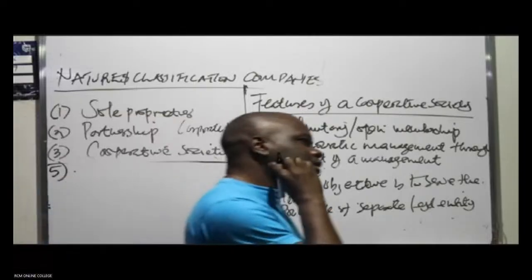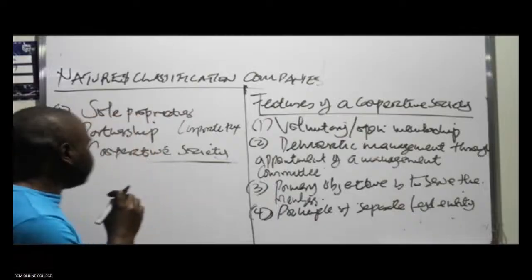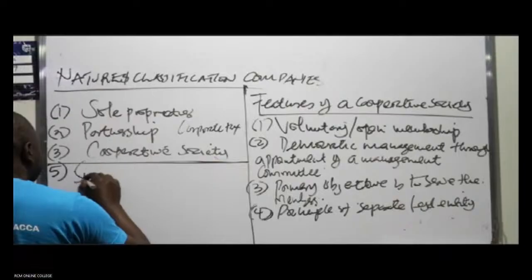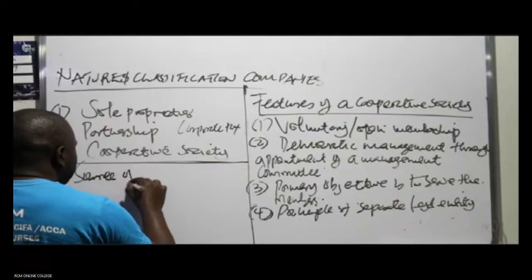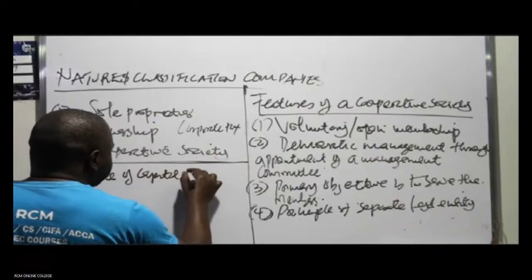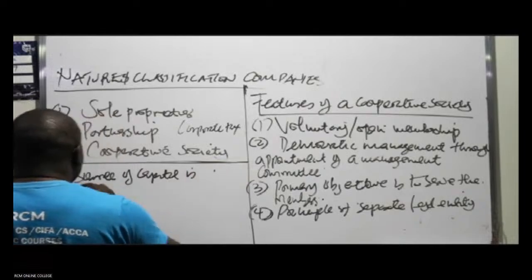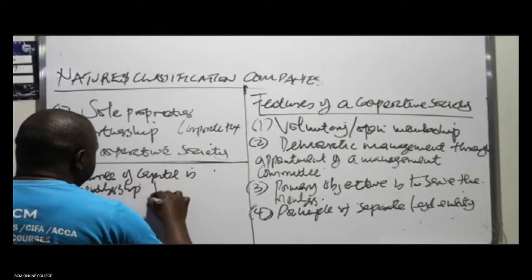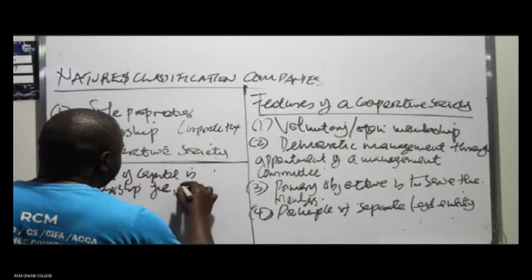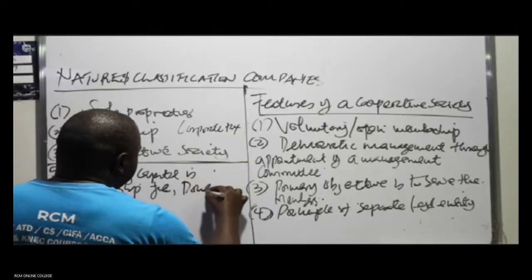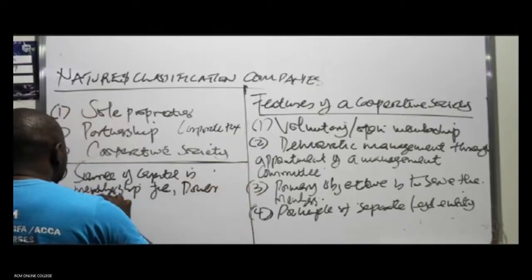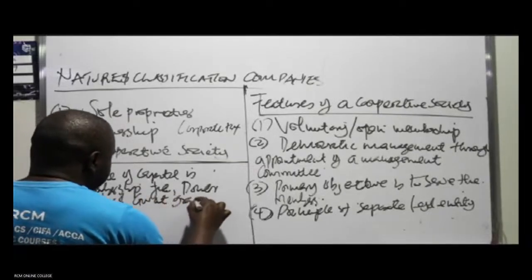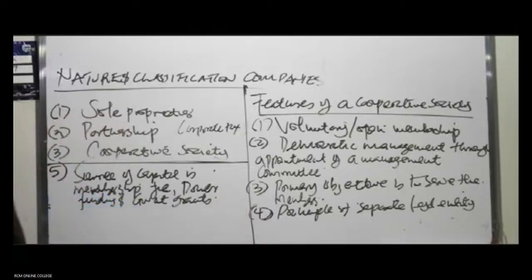So in this case, you're saying that the source of capital is what? Homogeneous. Source of capital we can say is membership fee, exactly, membership fee. And sometimes we can get donor funding and government grants.